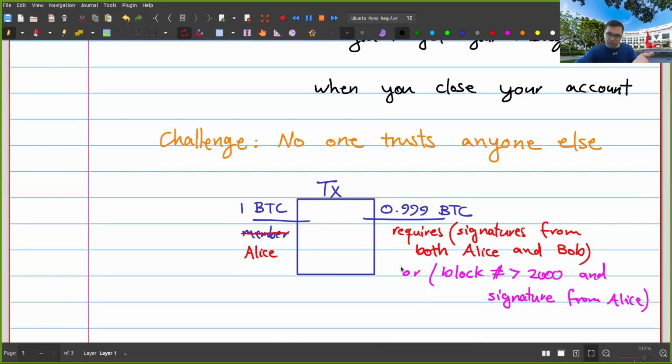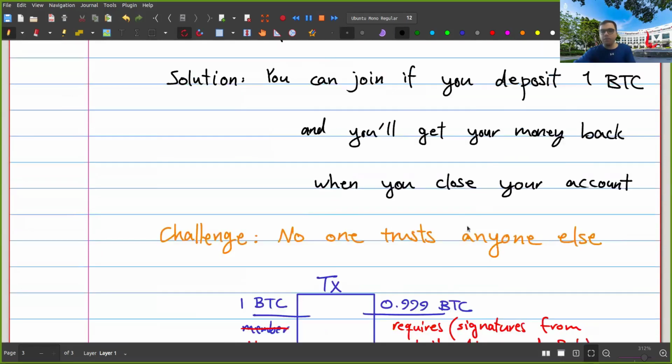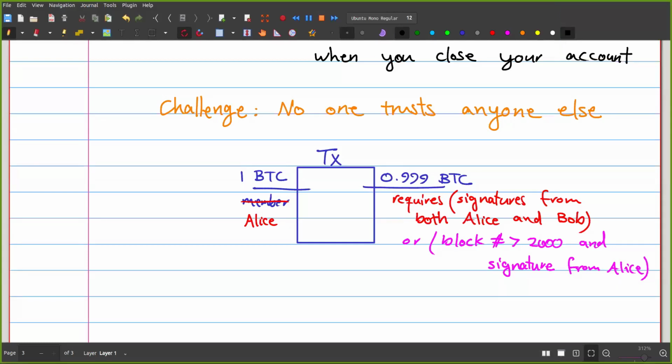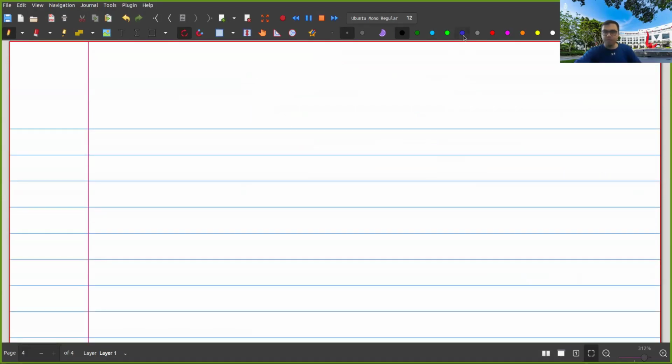And Bob also sees this. So when Bob sees this transaction, Bob knows that Alice has put down this deposit at least until block 2000. And so Bob knows that Alice is not a spammer. So Alice is somehow depositing some money every time she wants to create an account. Of course, she can create several accounts, but then she would need to put down several deposits. Okay. So this was another very simple use case of Bitcoin scripts. Now, let me show you another one. So this is called an escrow.